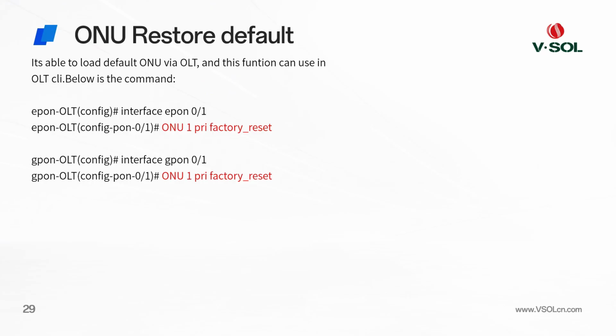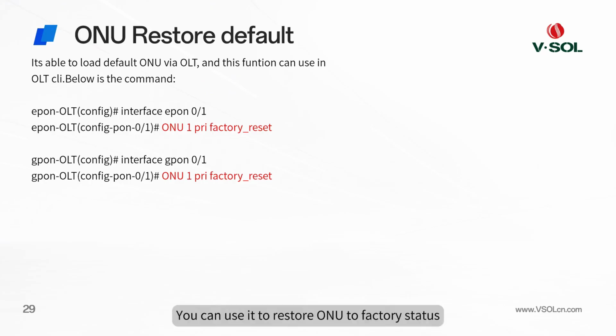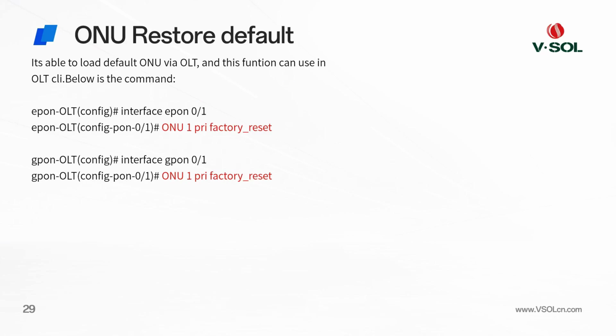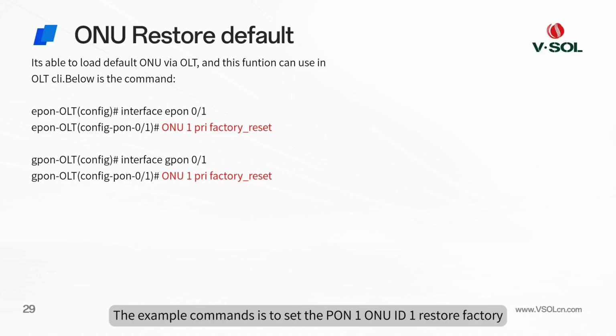Next is ONU Restore Default. You can use it to restore the ONU to factory status. The example command is to set PON 1 ONU ID 1 Restore Factory. And you can also use the OLT web to set ONU Restore Factory.